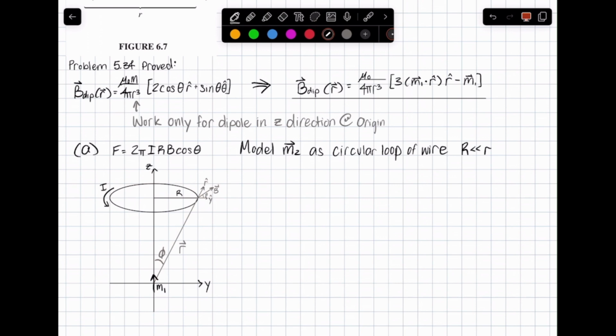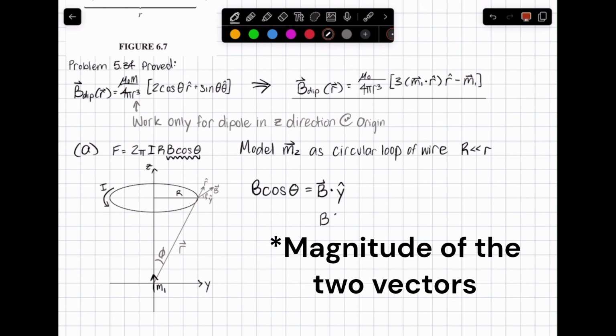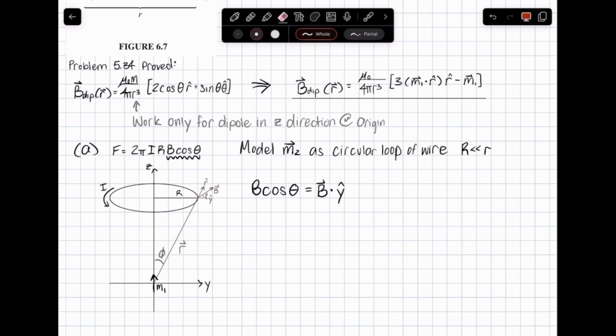We want to obviously solve equation 6.2, and the big ticket here is finding out what B cosine theta is. If we look at the figure again, B cosine theta can be modeled as the dot product between the B field and y hat. You can prove this to yourself: the definition of the dot product is the magnitude of these two vectors multiplied together, and then multiplied by the cosine of the angle between them, which is theta. And we've just proven that.